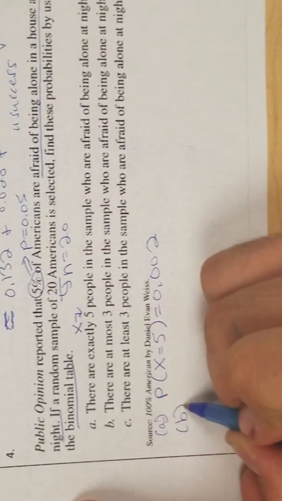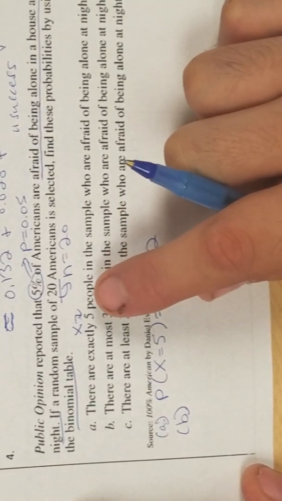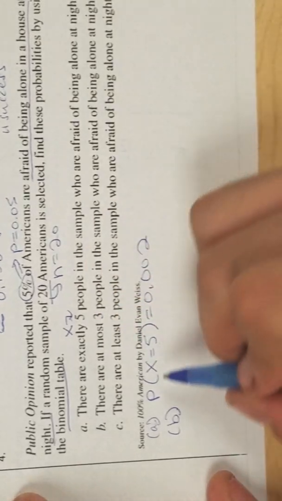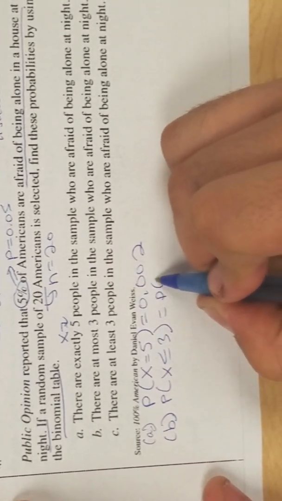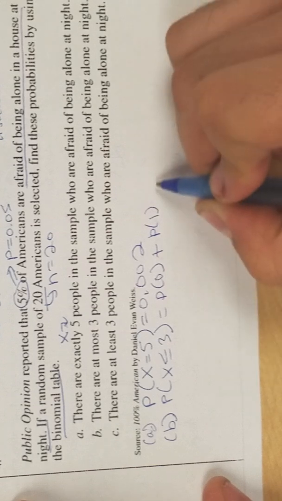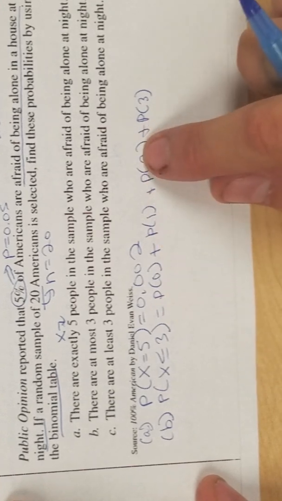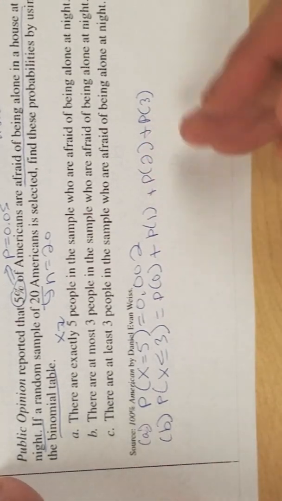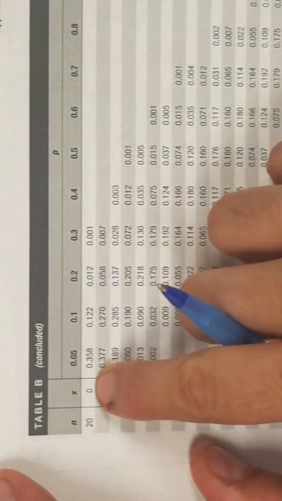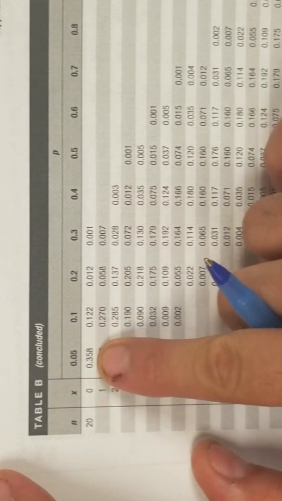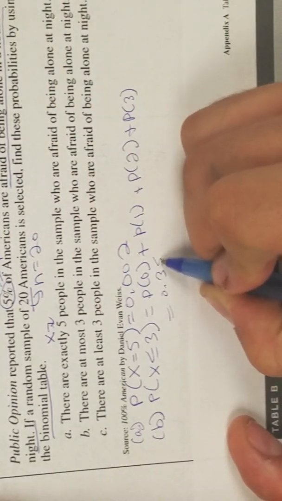So now part B, there are at most 3 people, which means that the greatest you can have is 3. So you can have 0 people, or 1, or 2, or 3. So probability at most, so less than or equal to, which means you can have 0, 1, 2, or 3. So you're going to have to find out all these probabilities. Instead of plugging into the formula, we use the table. So we got 20. We're looking for 0 successes, probability 0.05. So that gives us 0.358. So that's this probability right here, 0.358.